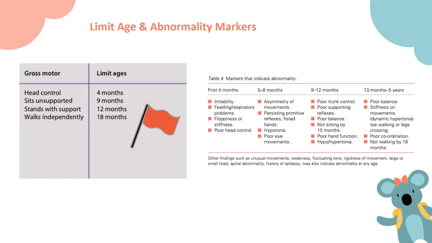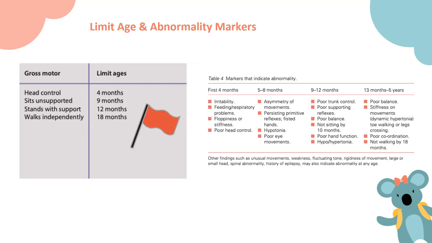For example, head control, the limit age is 4 months old. So if the head control is not achieved by 4 months old, then we would indicate for further investigation. Like sits unsupported by 9 months old, stands with support at least 12 months, and walks independently by 18 months.